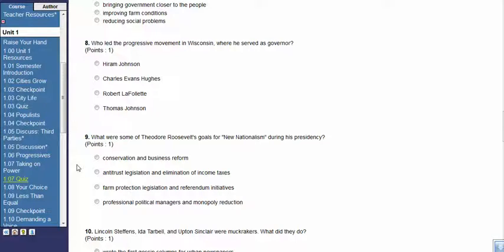Number 9, what were some of Theodore Roosevelt's goals for new nationalism during his presidency? Conservation and business reform, antitrust legislation and elimination of income taxes, farm protection legislation and referendum initiatives, or professional political managers and monopoly reduction?